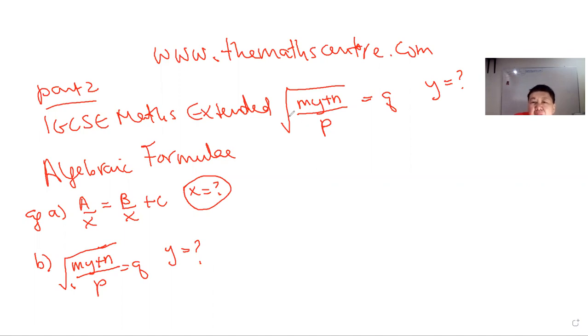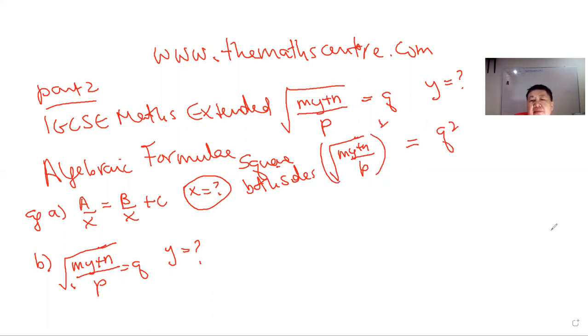So in order to get rid of this square root, you will square both sides. Whatever you do on the left, you must do on the right. Then the value of the equation is maintained. So basically, it's the square root of my plus n over p, the whole thing is squared. It's the same as q squared.